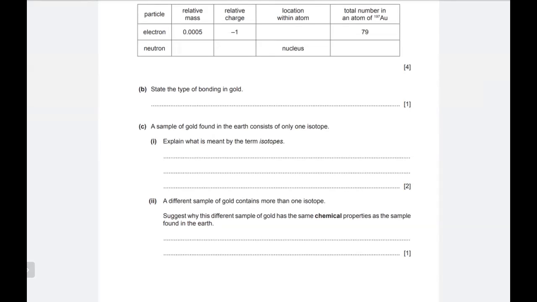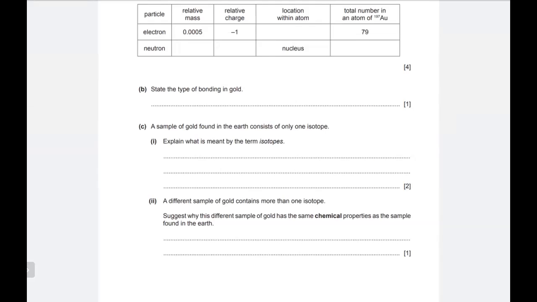But for the answer, no need to write like that. The answer is: presence of different mass atoms, in brackets, due to different number of neutrons, close the bracket, in the same element. That is the answer.